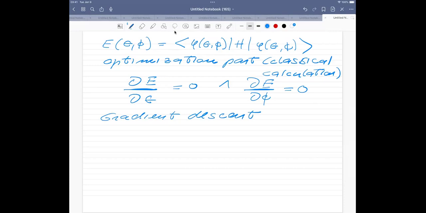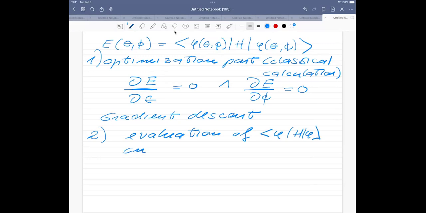So this is the first part. So we will put a 1 here, and then we have a part 2 here, which is then the evaluation on a quantum computer of the expectation value of phi of h on a quantum computer.